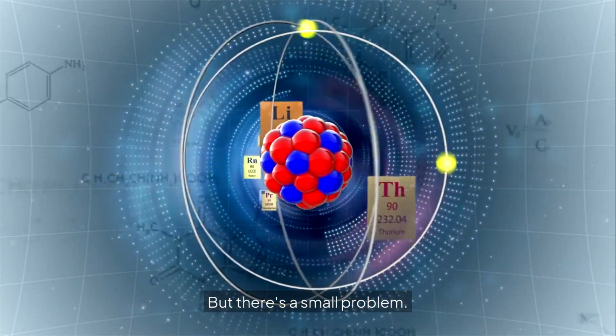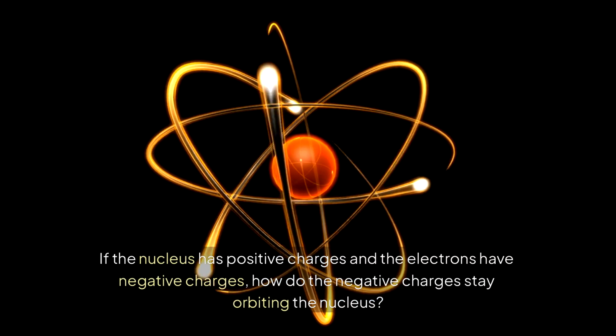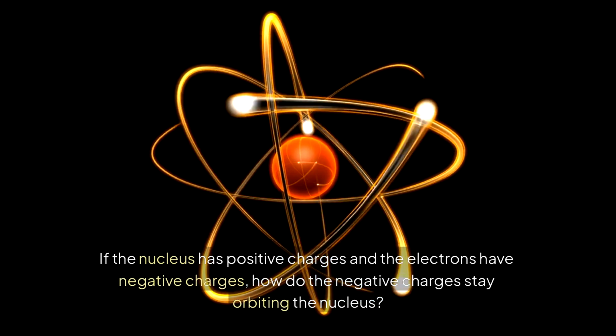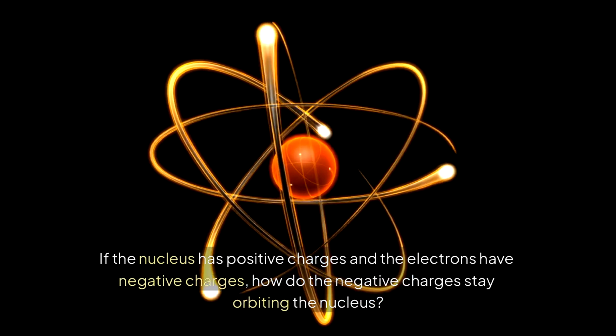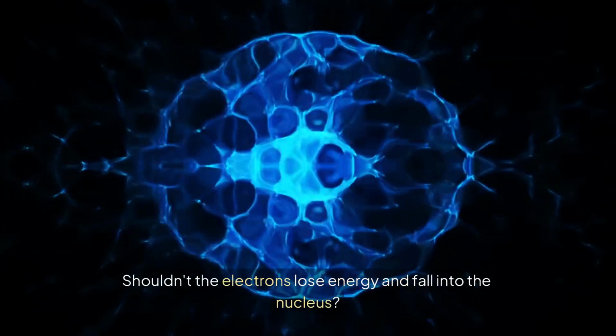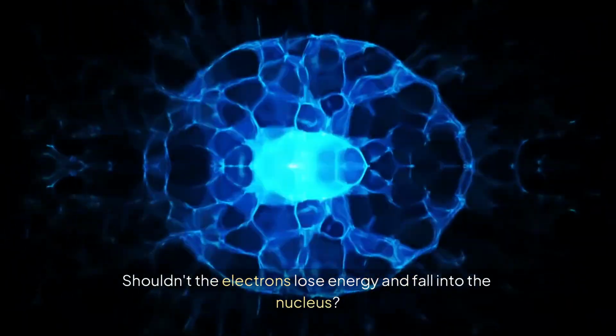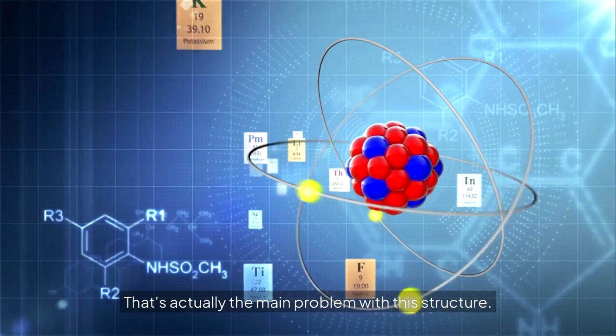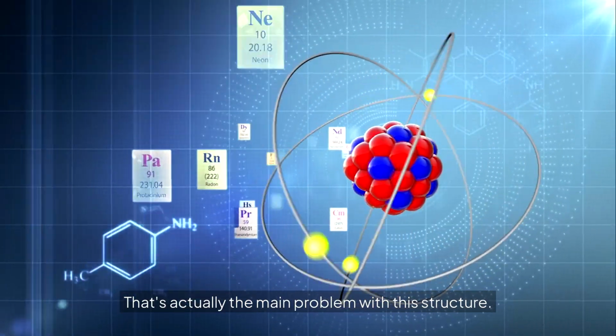But there's a small problem. If the nucleus has positive charges and the electrons have negative charges, how do the negative charges stay orbiting the nucleus? Shouldn't the electrons lose energy and fall into the nucleus? Shouldn't that happen? Positive and negative charges are opposite. There's an attraction between them. But that doesn't happen. That's actually the main problem with this structure.